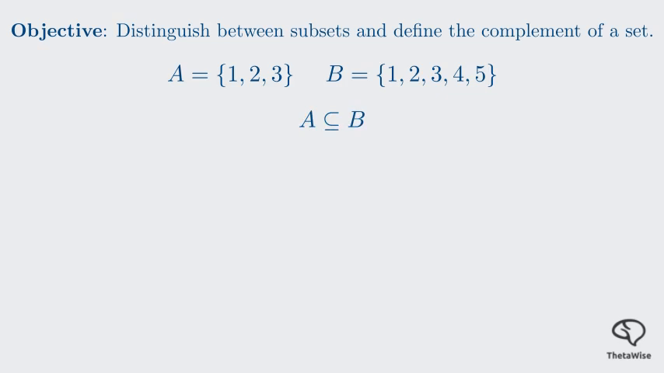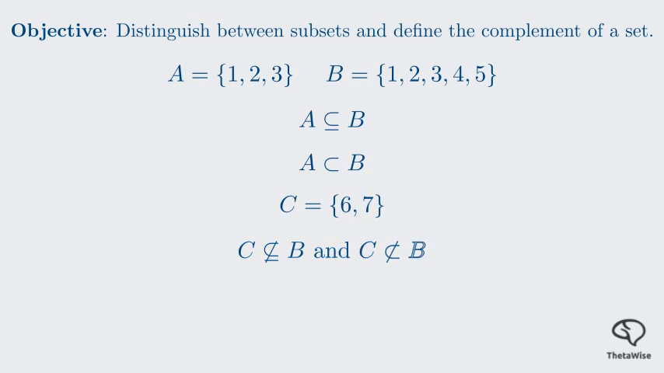Because A is strictly smaller than B, meaning B has elements like 4 and 5 that A doesn't, we can also say A is a proper subset of B. For a proper subset, we remove the line underneath the symbol. If we have a set C containing 6 and 7, these elements are not in B. Therefore, C is not a subset of B, and C is not a proper subset of B. We indicate this by putting a slash through the subset symbols.